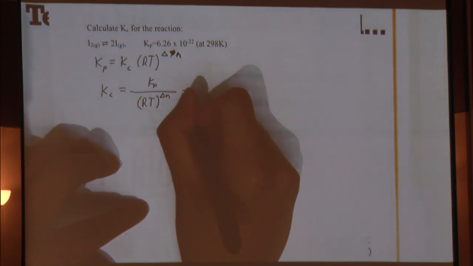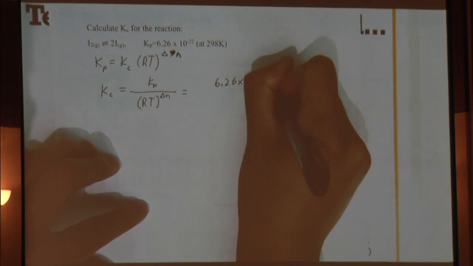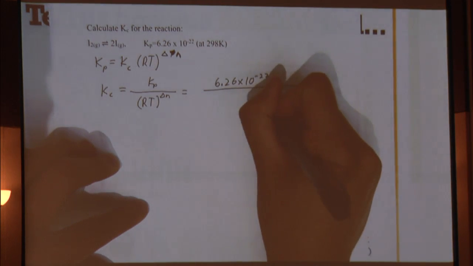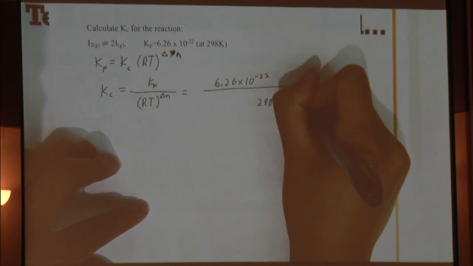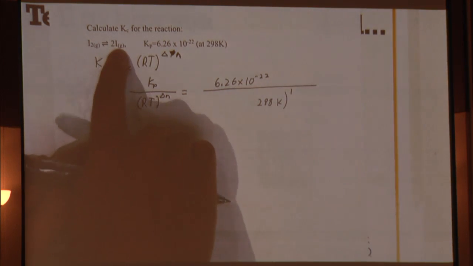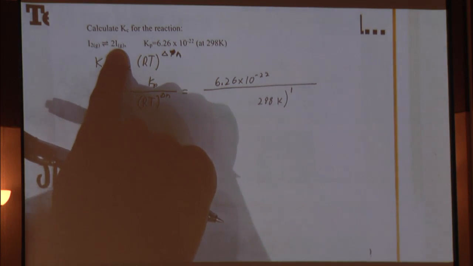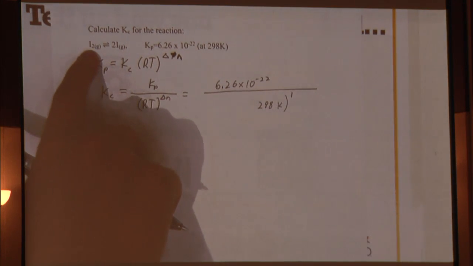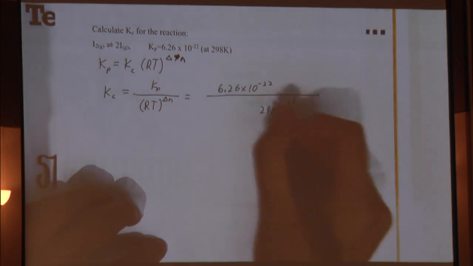So we just divide both sides by RT to the delta n, and then plug in our numbers. Here we see that there are 2 moles of iodine, and we have 1 mole of diatomic iodine, so our delta n here equals 1.